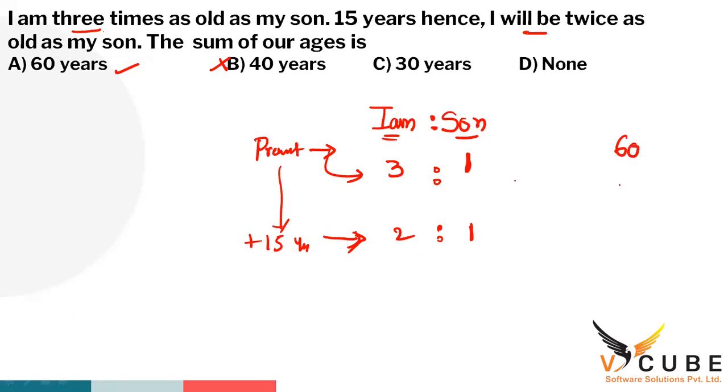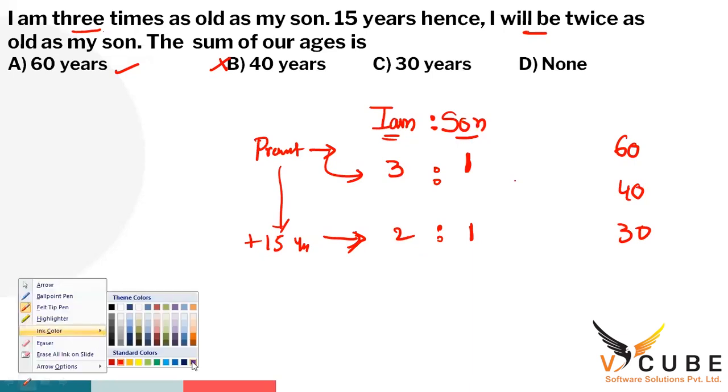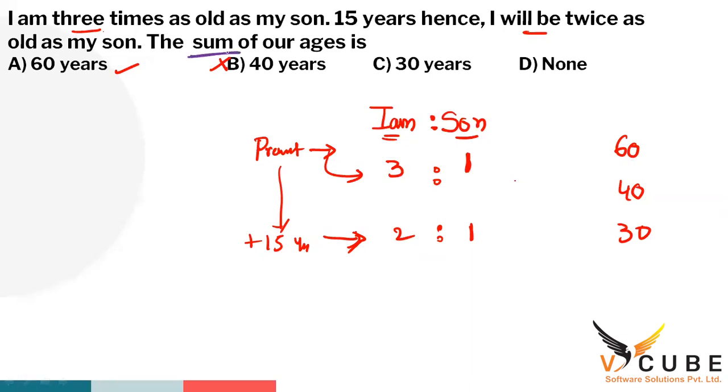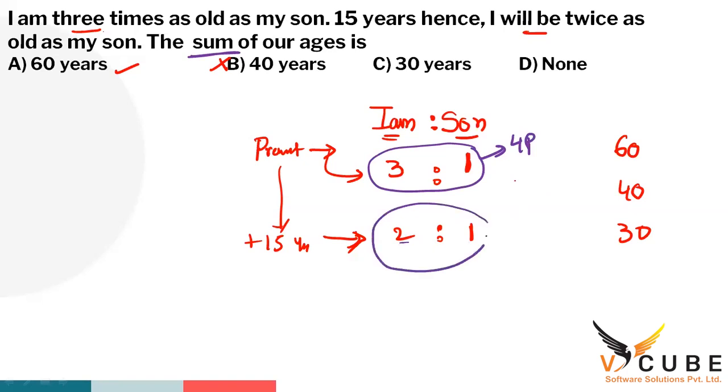The first option is 60, second option is 40, third option is 30. We have to find the present sum of our ages. So presently my age is 3 parts, my son's age is 1 part. Total how many parts, guys? 4 parts. So 15 years hence, my age is 2 parts, my son's age is 1 part. Total how many parts? 3 parts.